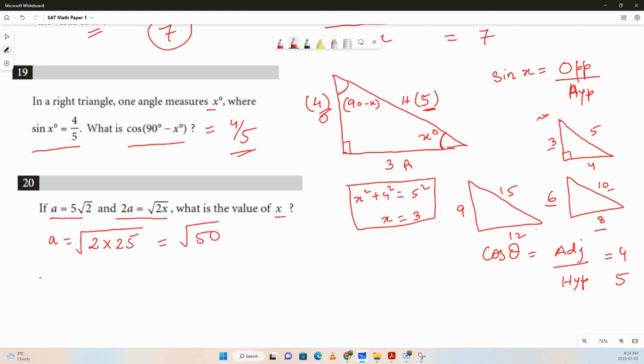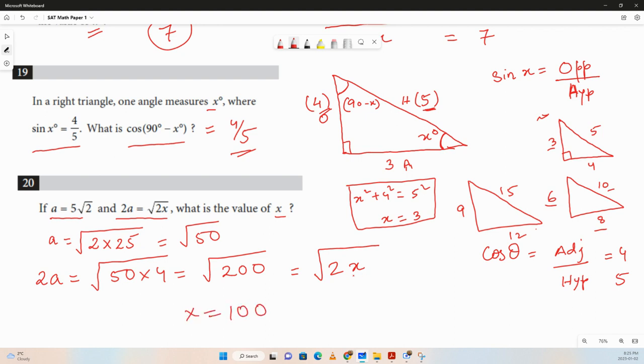So now we are given 2a. So if I write 2a, if I put 2 inside the root, it has to be 2 square, right? So 50 times 2 square, which is 4. So this is under root of 200. So under root of 200 is given as equals to under root of 2 times x. So what is x? X is basically 100, right? So 100 times 2 is 200. So value of x is 100.